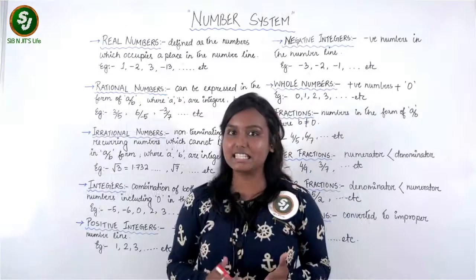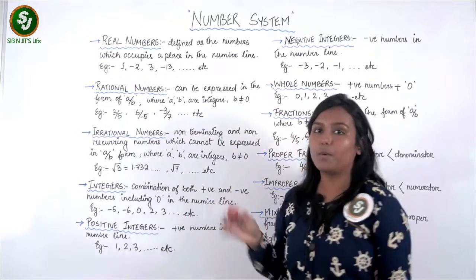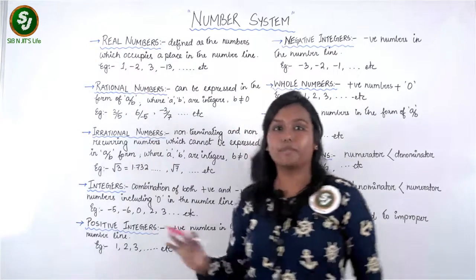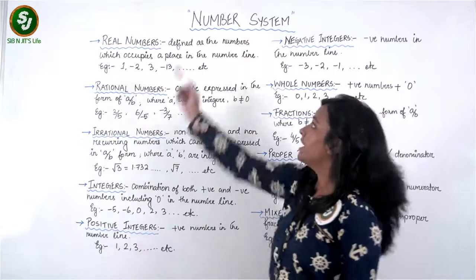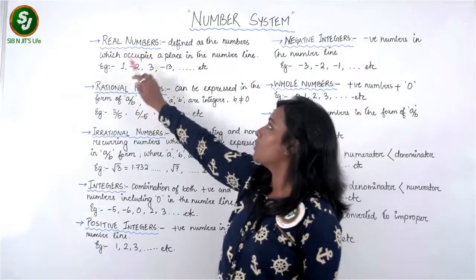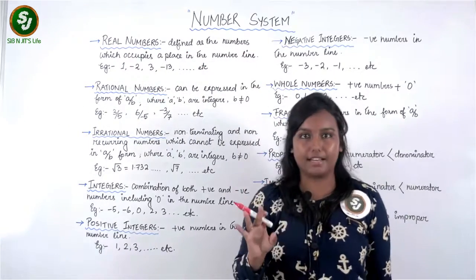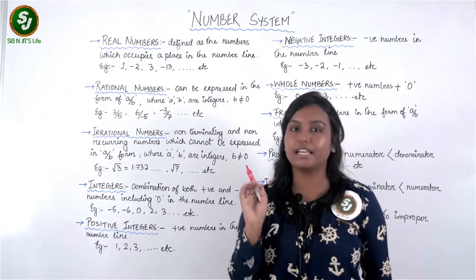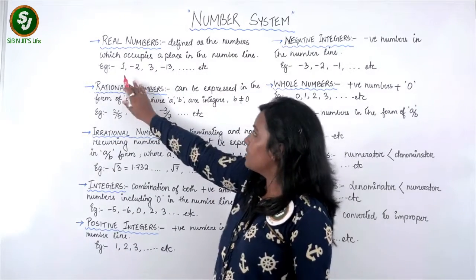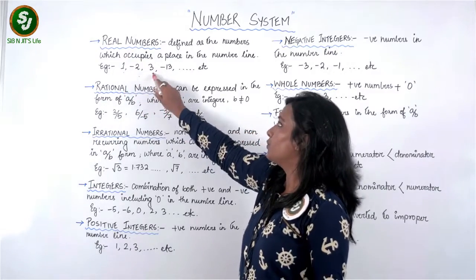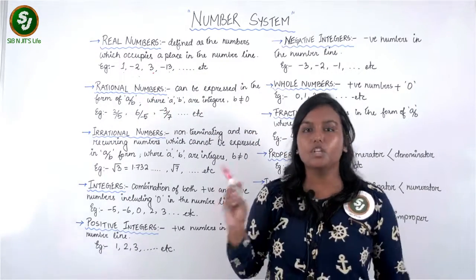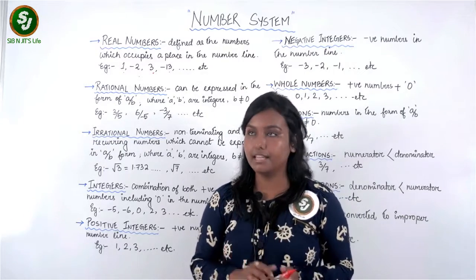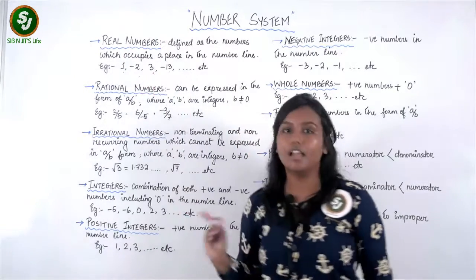Okay friends, now let us discuss the number categories one by one in details. So the first one here is real numbers. So what are these real numbers? They are defined as the numbers which occupy a place in the number line. These real numbers occupy a definite position in the number line. So examples here are 1, minus 2, 3, minus 13, etc. So any number which has a definite place in the number line is termed as a real number.